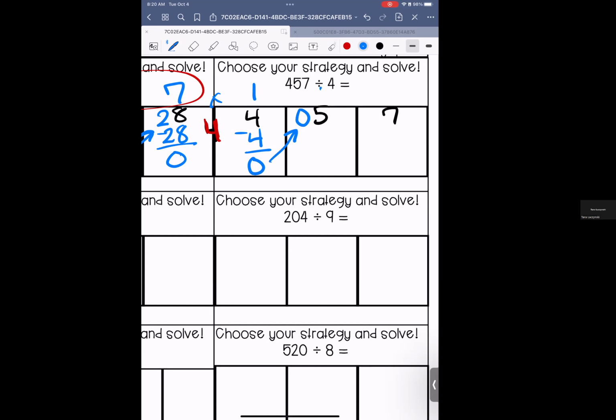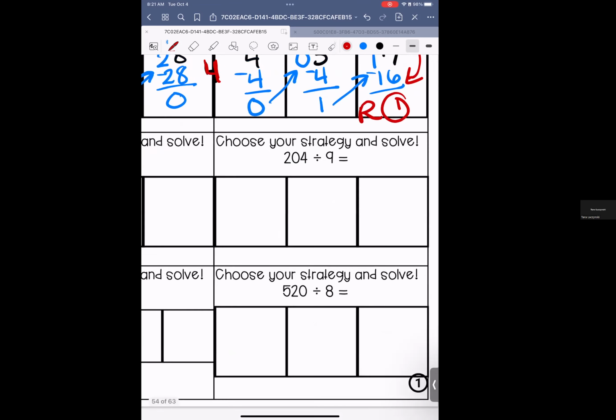4 goes into 5 one time because 1 times 4 is 4, and 5 take away 4 is 1. Bring it next door. 4 goes into 17 4 times is the closest we can get. 4 times 4 is 16. When we subtract, we're left with 1. This is our remainder. So our answer is 114 with a remainder of 1.